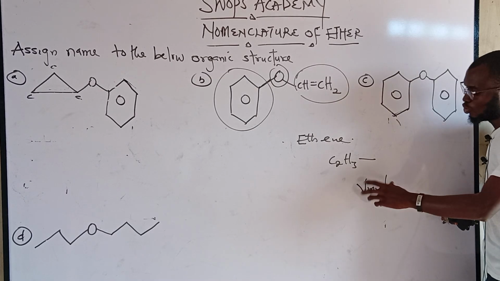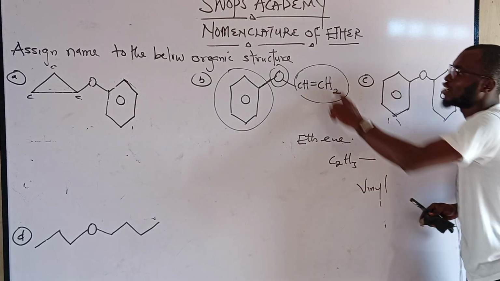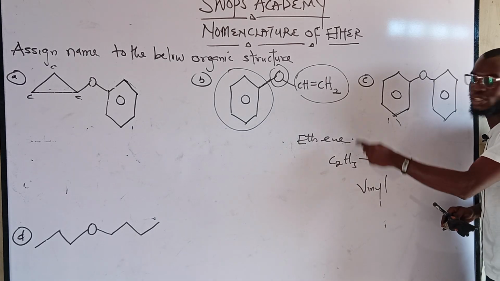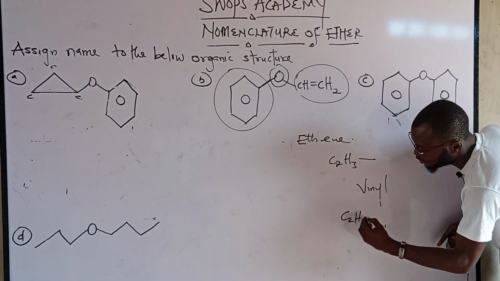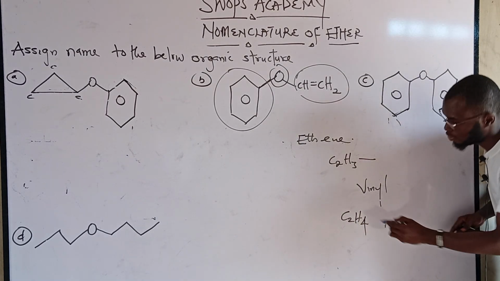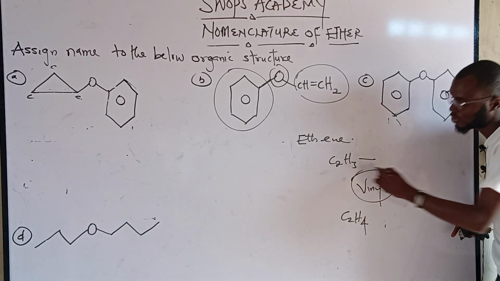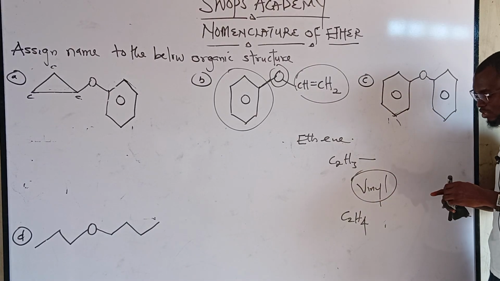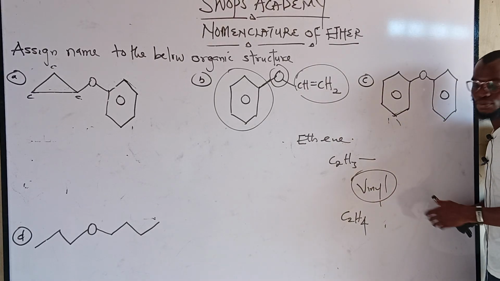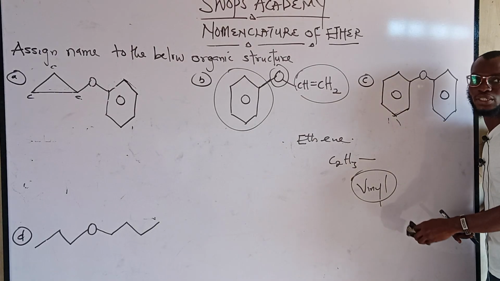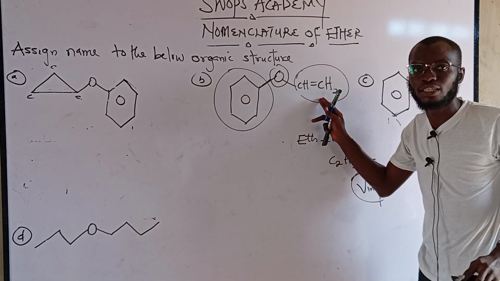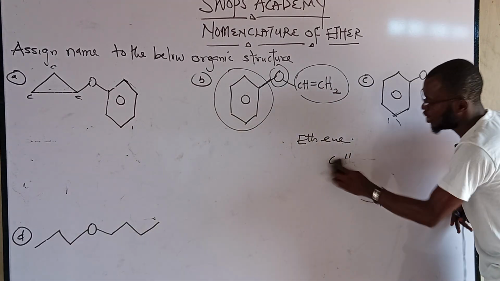Are we together? So this particular group, when they remove 1 hydrogen from C2H4, making C2H3, we call it vinyl. Are we together? Then how do we represent that? That means our substituent here is vinyl, right? So now let's try and name it.